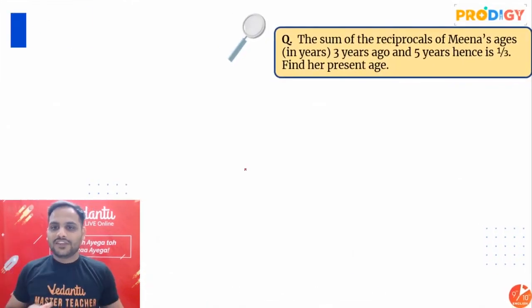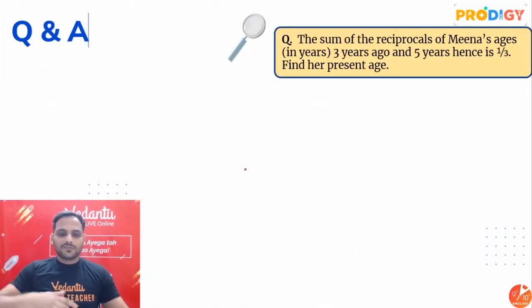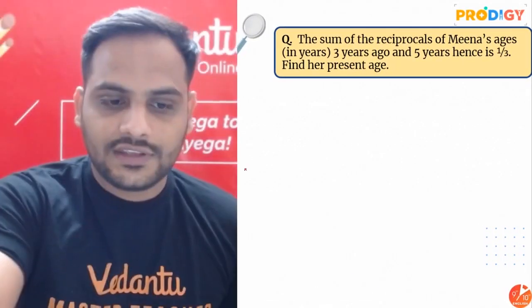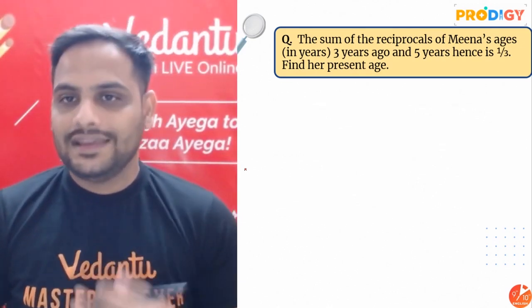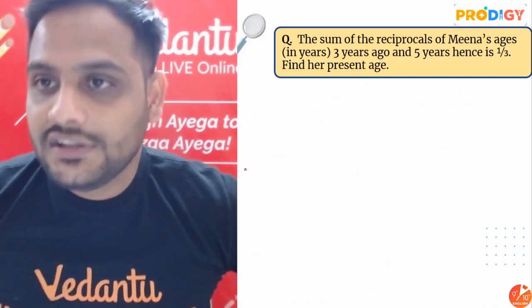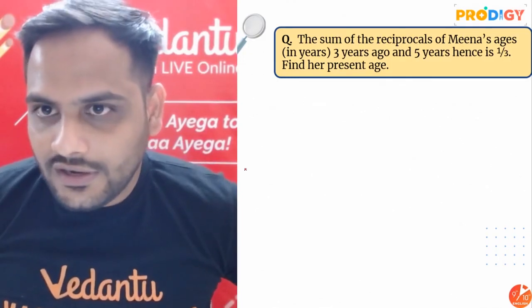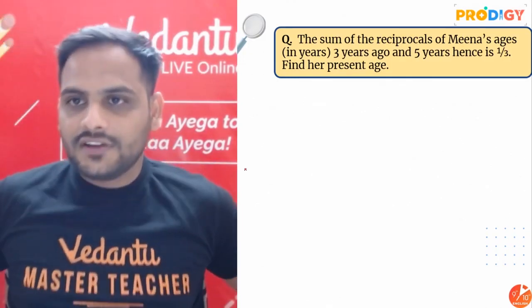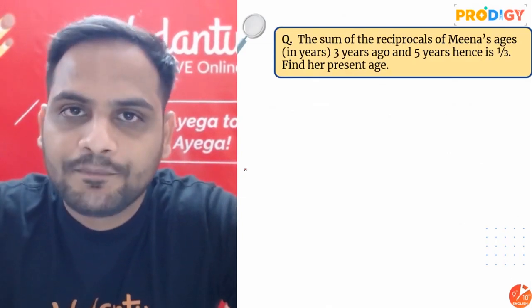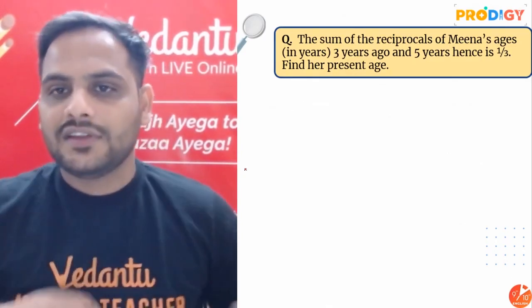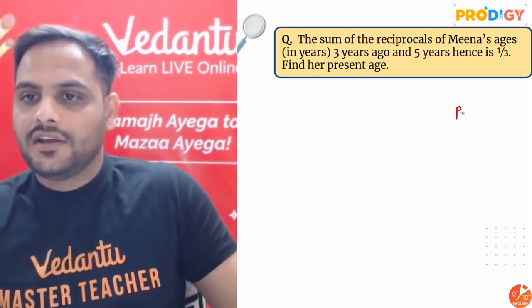Okay, now next question. Let's see this carefully. The sum of the reciprocals of Meena's ages, in years, 3 years ago and 5 years hence, is 1/3. Find her present age. So let's take her present age as x years.